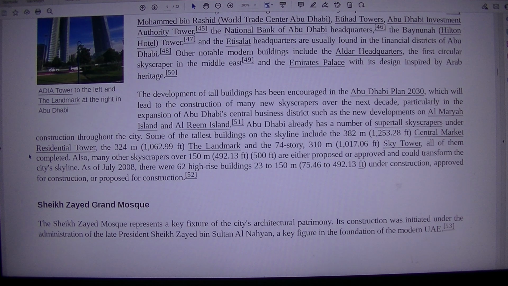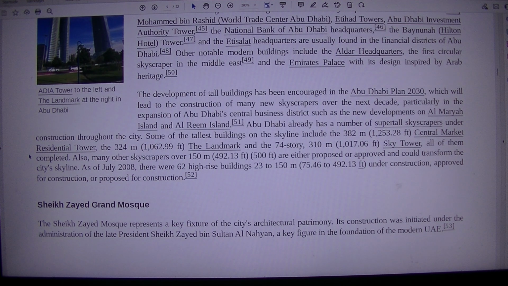Also, many other skyscrapers over 150 m (492.13 feet) are either proposed or approved and could transform the city's skyline. As of July 2008, there were 62 high-rise buildings of 23 to 150 m (75.46 to 492.13 feet) under construction, approved for construction, or proposed for construction.